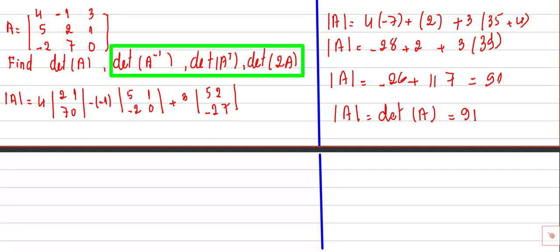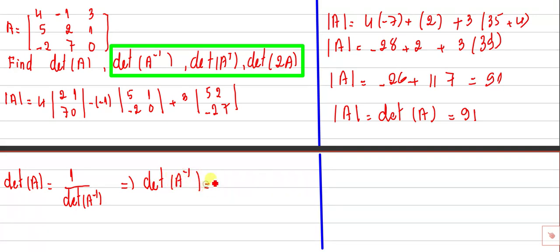Property, it means that we have determinant of A^-1 equal to 1 over determinant of A. So we get determinant of A^-1 is equal to 1 over determinant of A. So it is equal to 1 over 91. This is the determinant of A power minus 1.